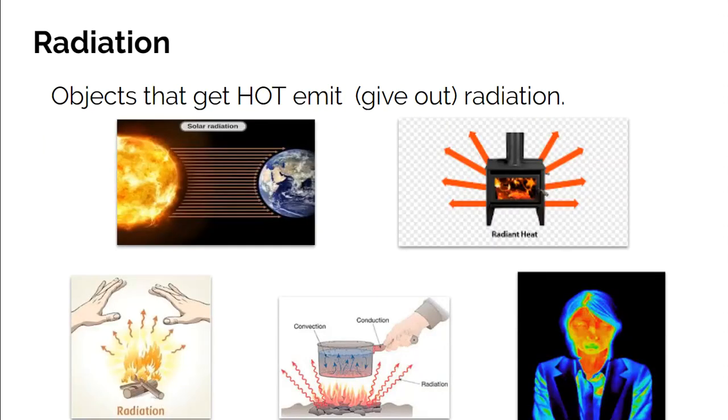Any object that gets hot emits or gives out infrared radiation. The heat stored in the object will be emitted from the object itself if it is warmer than its surroundings. Remember that heat is transferred from warmer objects to cooler objects. Fire emits infrared radiation in all directions. This fireplace emits radiation from its sides.